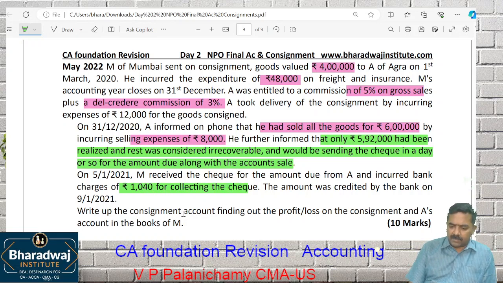Then write up the consignment account. So whether we have to value anything? Maybe in this batch students are more lucky. No valuation of abnormal loss, closing stock, no valuation, nothing. All the goods are sold.